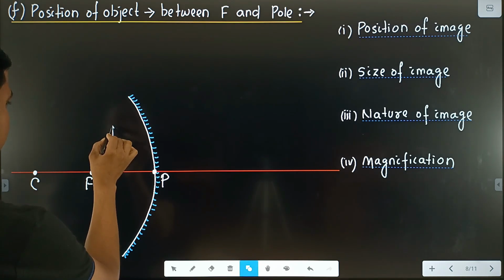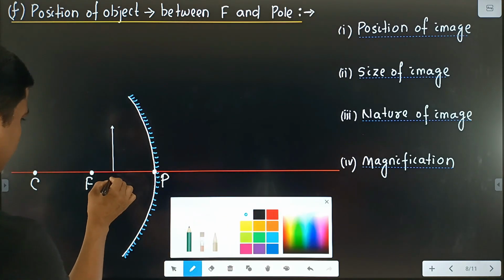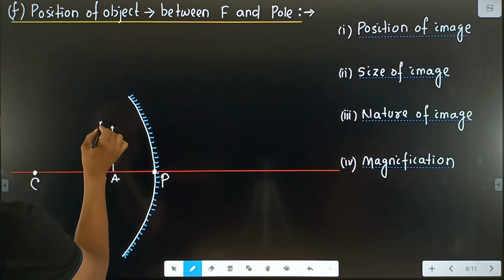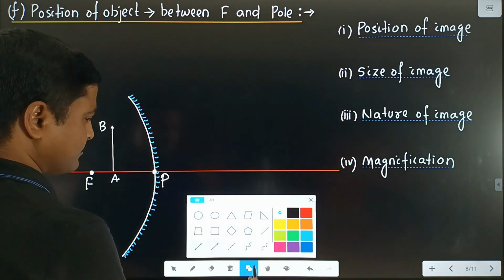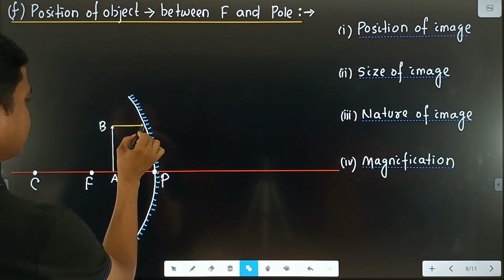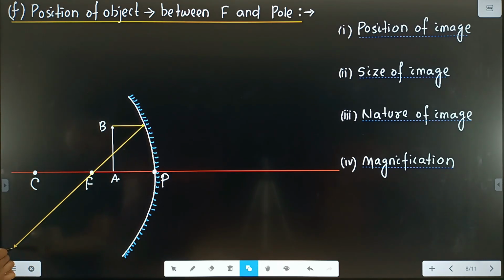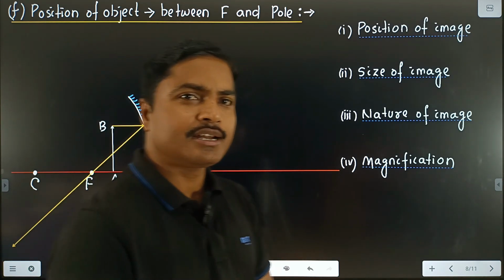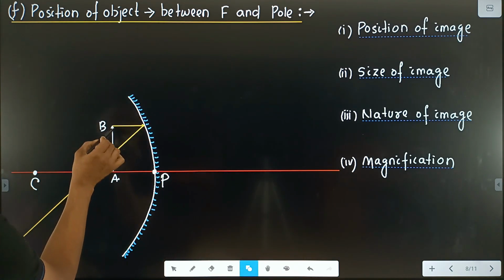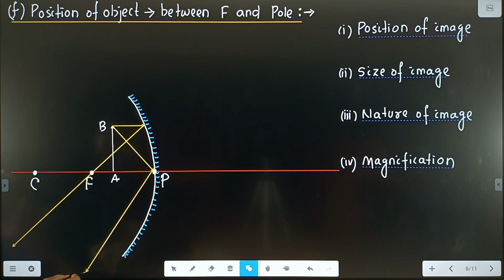This is the position of the object, in between focus and pole, and for object height we write AB. And here also, we draw two incident rays. The first incident ray is parallel to the principal axis, and after reflection, the ray must pass through the focus. Similarly, another incident ray moves towards the pole, and after reflection, the ray returns back into the same medium.